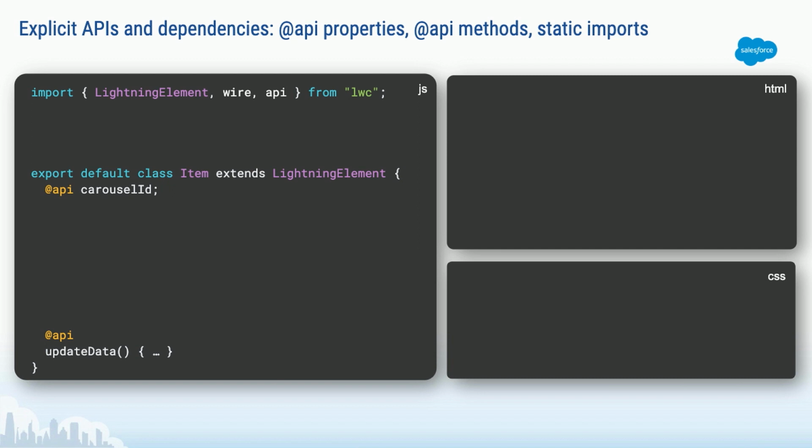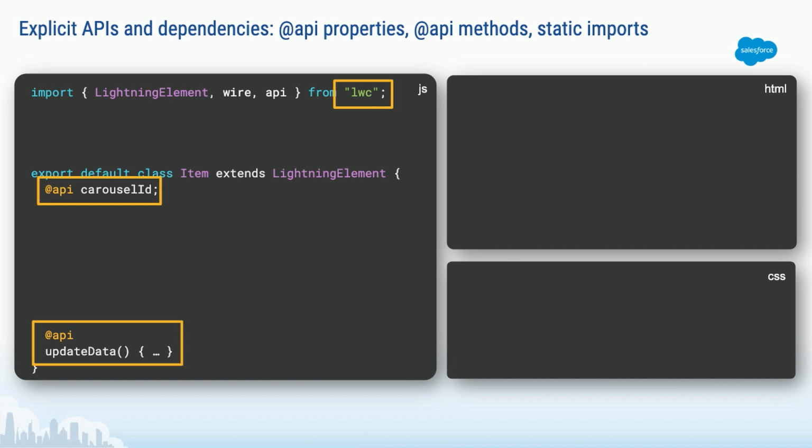In Aura, you have the public attributes. In LWC, we have the decorator API. So what we're saying here is that we're declaring a property API, telling a developer who is going to use this component what API to use. And I'm going to declare this method called updateData. This is the very trivial API shape. But also know that what the component is saying is, I need this dependency to run.